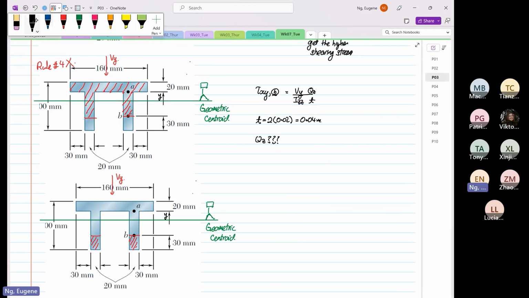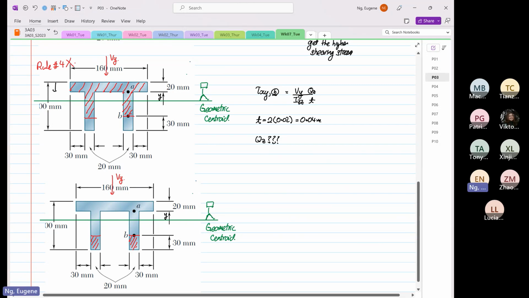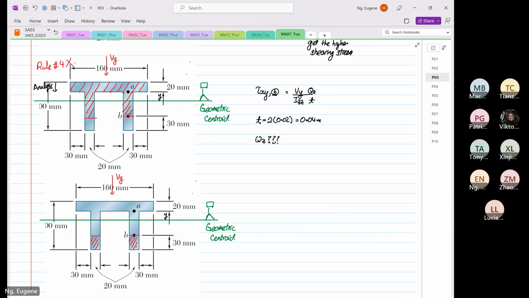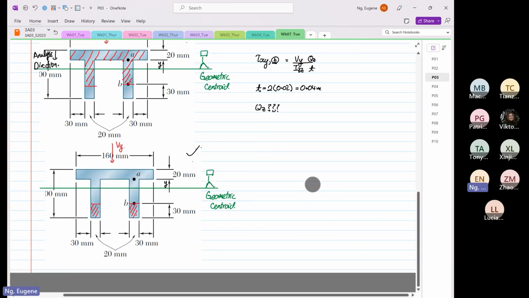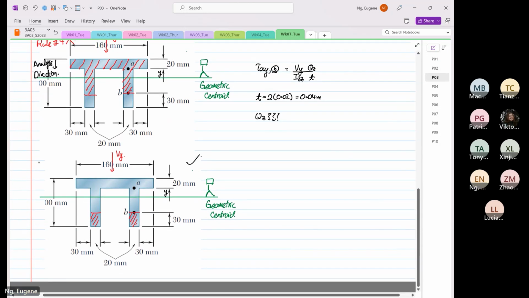This is still the analysis direction. Okay, so this is still our analysis direction, but we have broken rule number 4, and Patrick is correct. Okay, the bottom one is correct. And why is it correct? Because rule number 4 is okay, and now the analysis direction is this way.